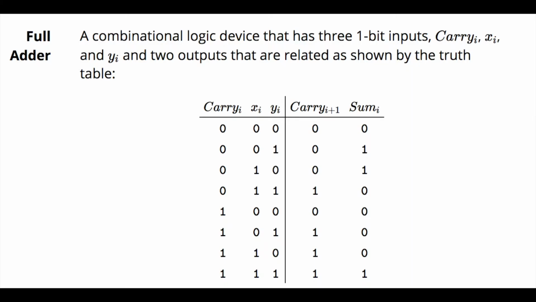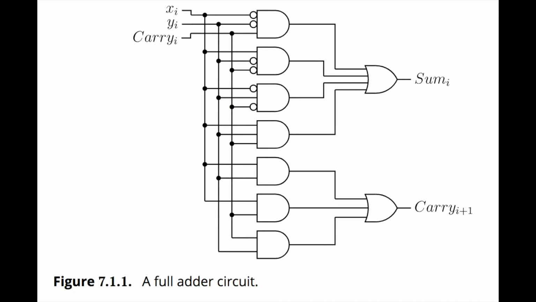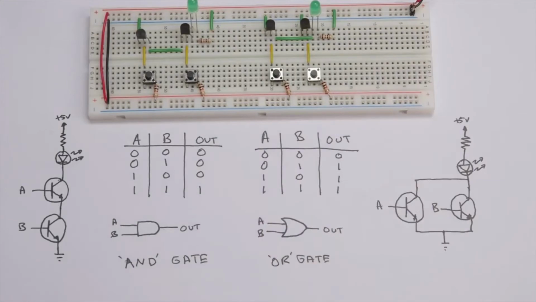Here you might get something like an adder circuit, such as a full adder. A full adder is a combinational logic device that has 3 1-bit inputs, carry, X, and Y, and 2 outputs, which would look something like this. Depending on the configuration of transistors, that will determine what type of logic gate you're dealing with.